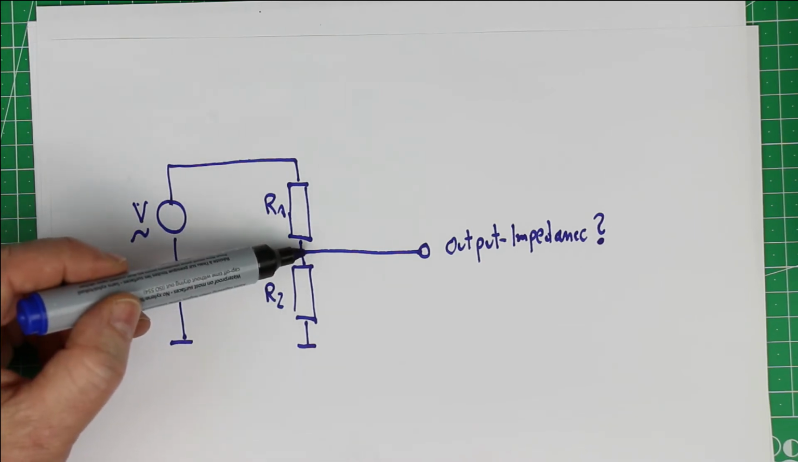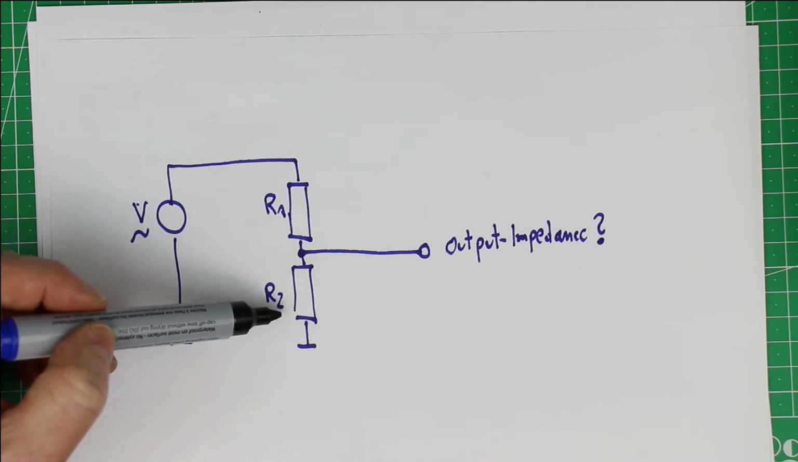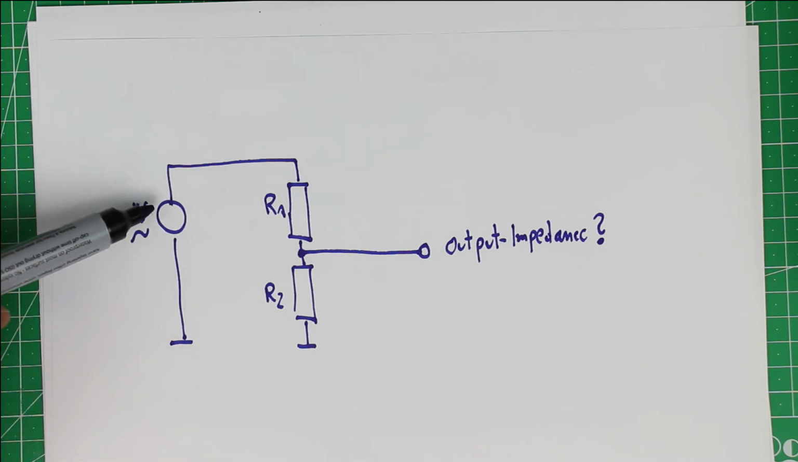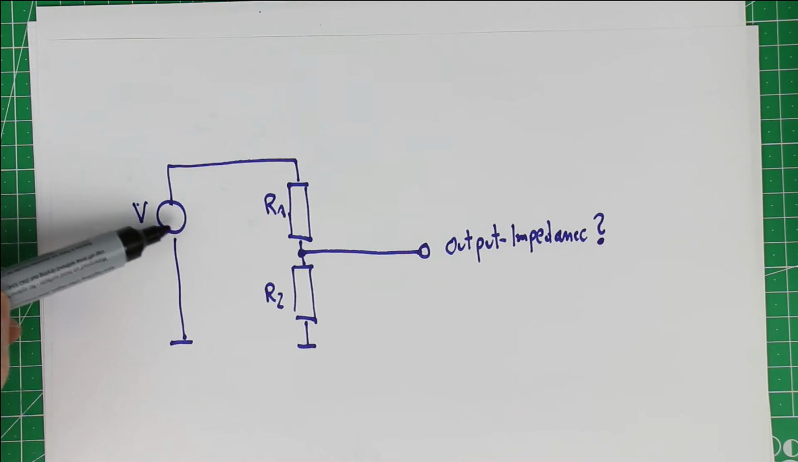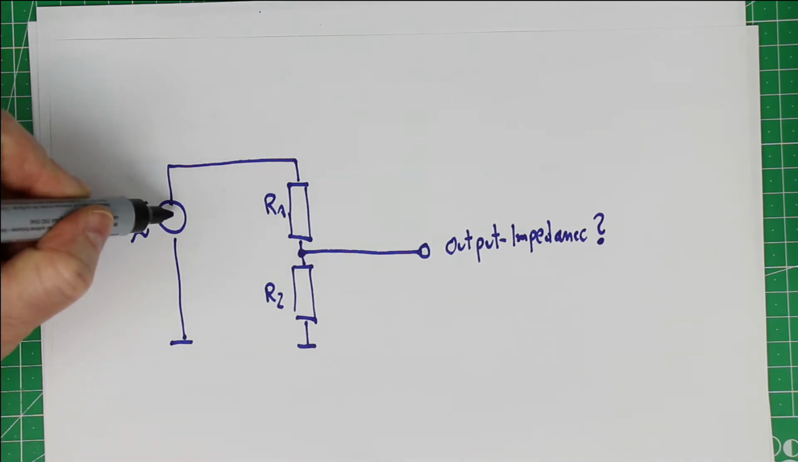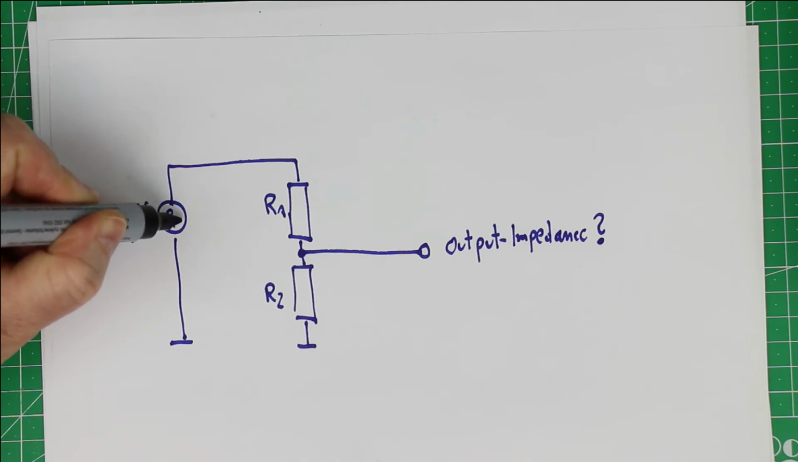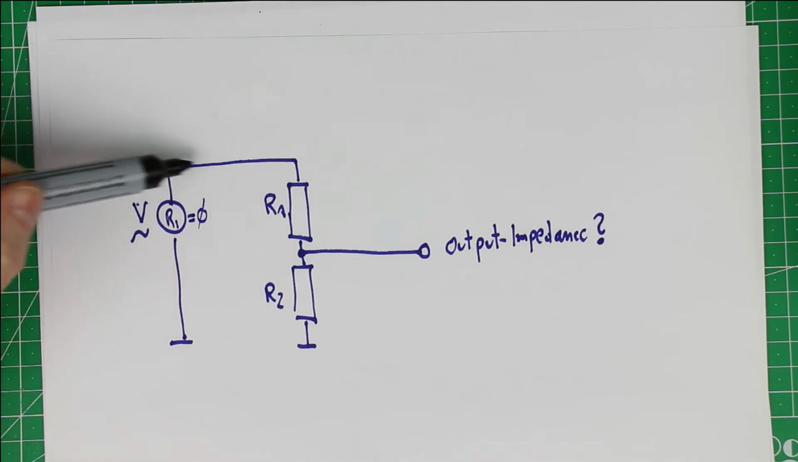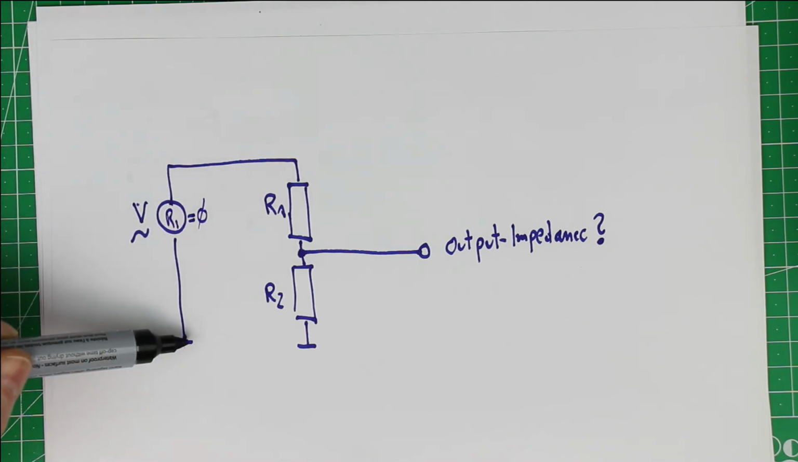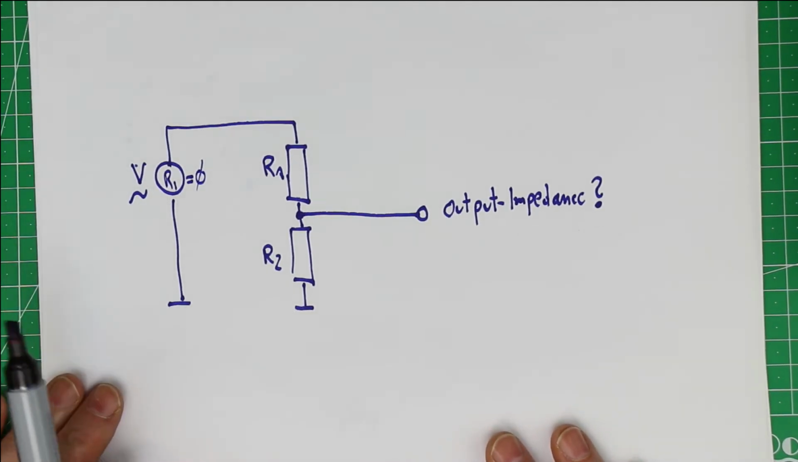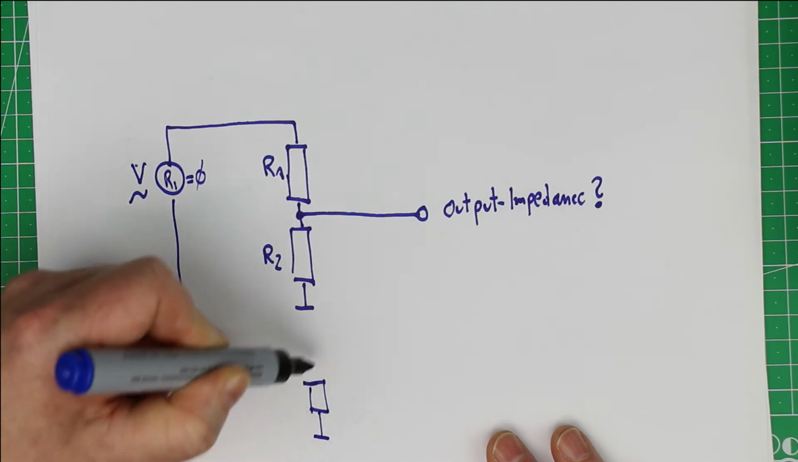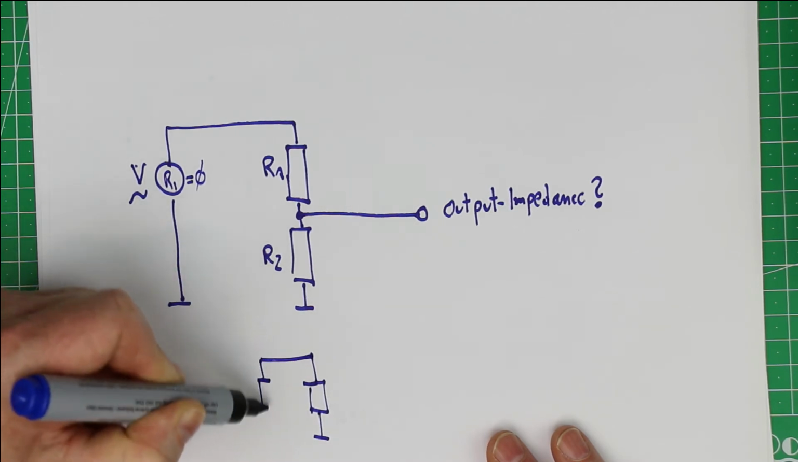We have one resistor which shunts the output down to ground, that is R2. But what is the effect of R1? Now, when you realize that an ideal voltage source has an internal resistance of 0, then you see that here we also have a connection to ground. And we can look upon this as very simple. It looks in the end like this.